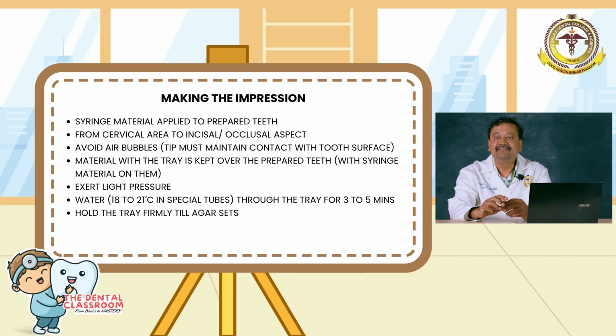Then the material with the tray is kept over the prepared teeth in which we have already placed syringe agar, right? Then we have to exert light pressure to retain the tray over the prepared teeth and the tissues. Water in a temperature range of 18 to 21 degrees Celsius is run through the tray.